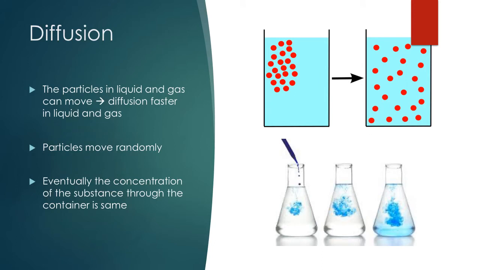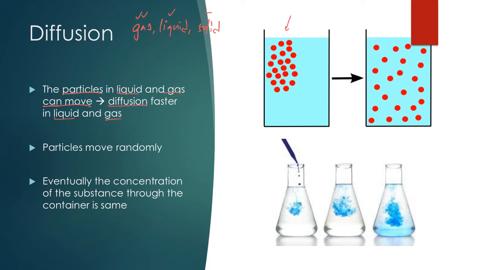And diffusion not only happens in gas, but at the same time also in liquid as well as solid. However, in terms of rate, gas will be the faster rate. Liquid is still okay, while solid is the slowest, because the particles inside liquid and gas can move, so diffusion will perform faster in both liquid and gas.